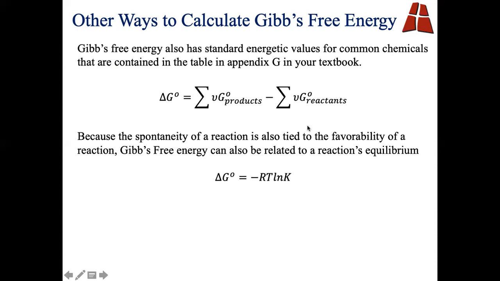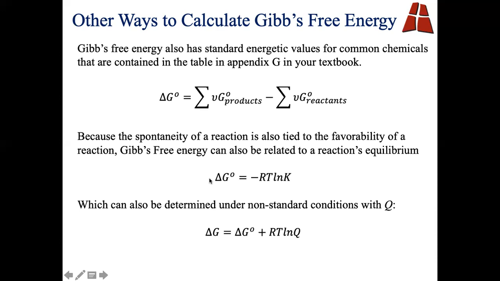Because we're talking about spontaneity, we can also tie that to the favorability of a reaction, aka a reaction's equilibrium constant. And so delta G standard is actually equal to negative RT ln K. And this K is our equilibrium constant. So we can define the favorability of a reaction, not only in terms of what K is, but also what delta G is, okay? And we can also do that under non-standard or non-equilibrium conditions.